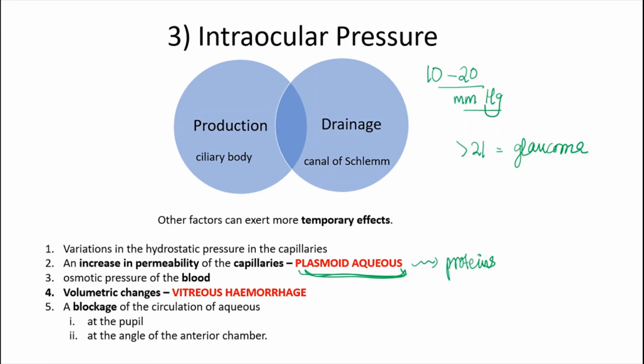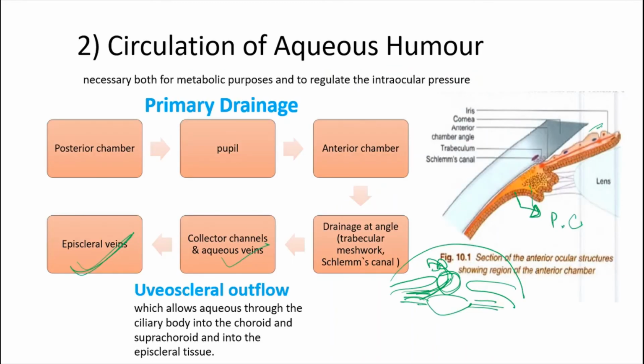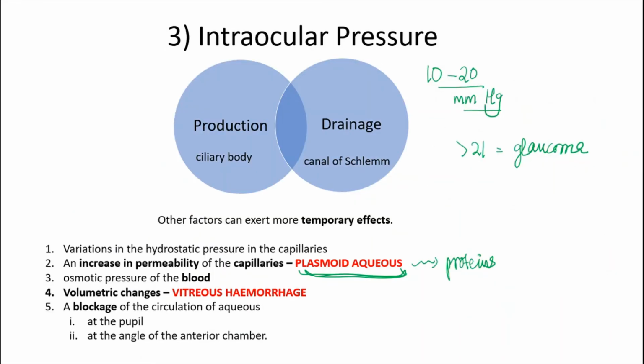Then from the posterior chamber, via the pupil, it will go into the anterior chamber. So if there is a blockage at the pupil or at the angle of the cornea, see here, if there is a blockage over here, it is not clear in this diagram, the pupil or the canal, that may result in increased pressure. So that was about raised intraocular pressure.